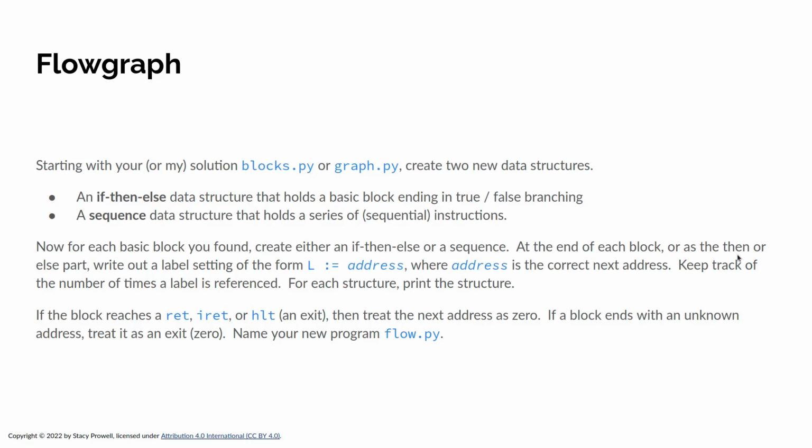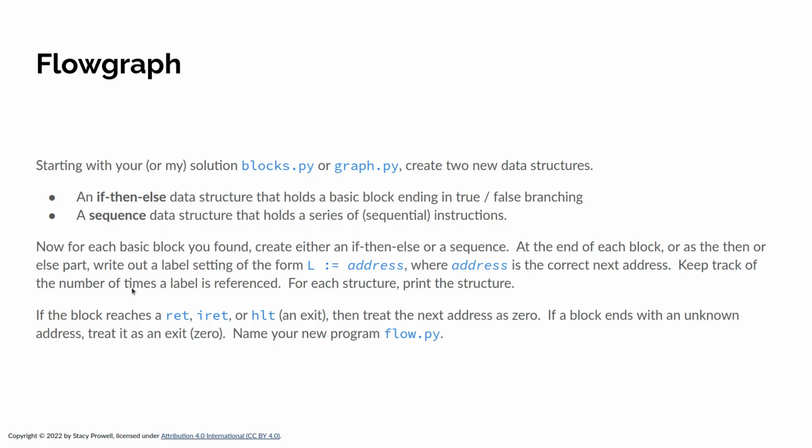At the end of each block, or as the then or else part, write out a label setting of this form. This is harking back to the program structuring stuff, which is where we've been driving the whole time. So use L for your label, set it equal to some address. What is this? This is the next address. In the graph you just built, this was the termination point of your edge. And you either had one, or you had two, or you had none.